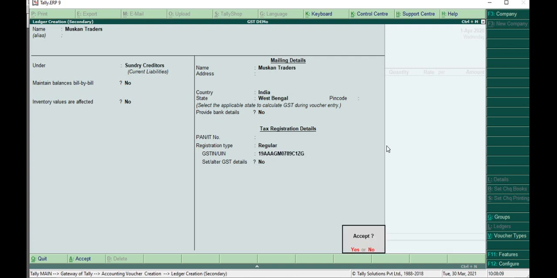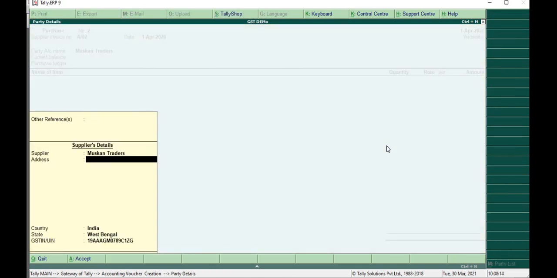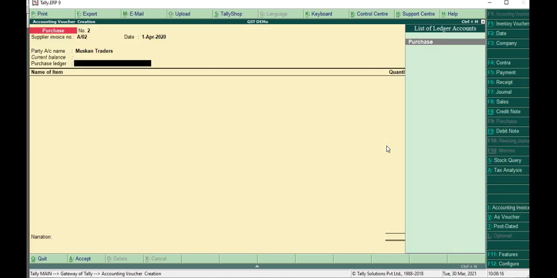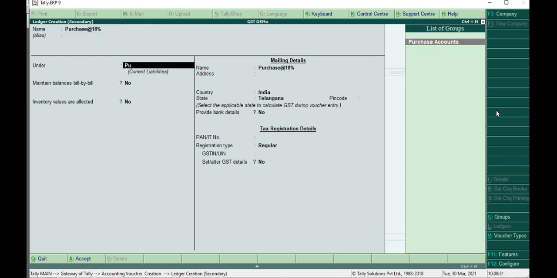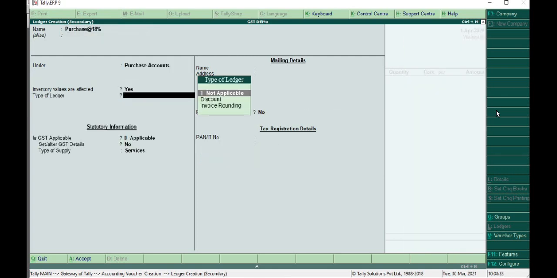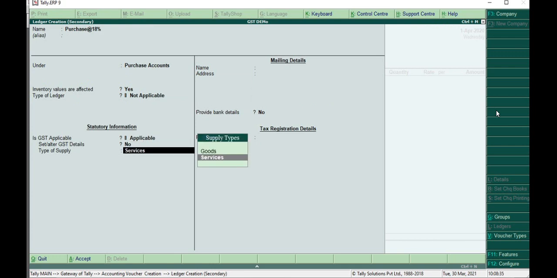Enter. Here you have, oh, it is purchase. I am creating one more ledger for purchases. Purchase at the rate 18%. It comes under purchases. Applicable. It is on goods. Enter, enter.